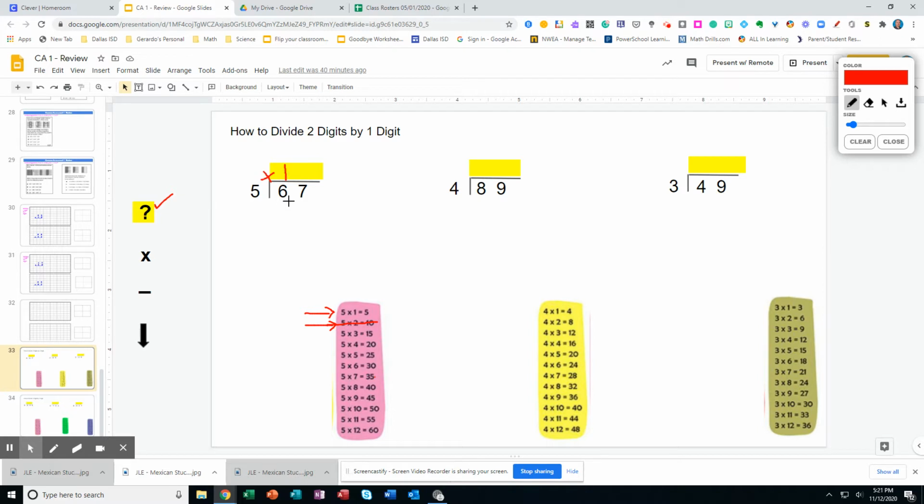1 times 5 is 5. That's the answer to step 2, check complete. Then you come back and then you can get it ready for the next step, which is subtraction. 6 take away 5 is 1. That's the answer to subtraction. So you come here, step 3, check complete.